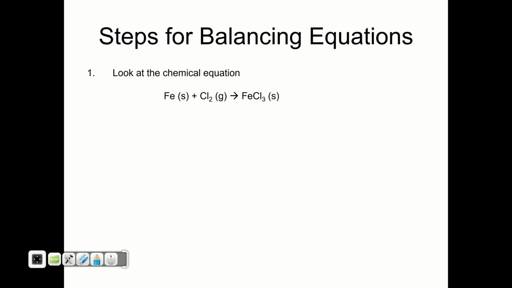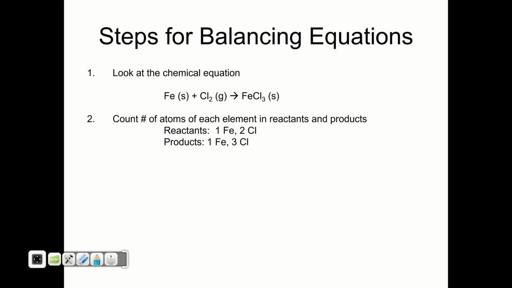So here we go. How do we actually balance the reaction? How did I know it was going to be 2, 3, 2? We look at the chemical equation. The first thing to do is really count the number of atoms that you have on the reactant side and the product side. If it happens to be exactly equal, you're done. There are some equations where the equation as written is correct, is balanced.